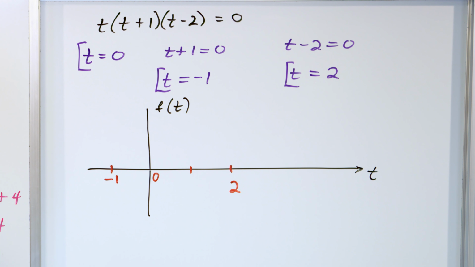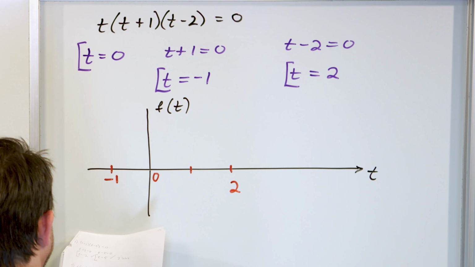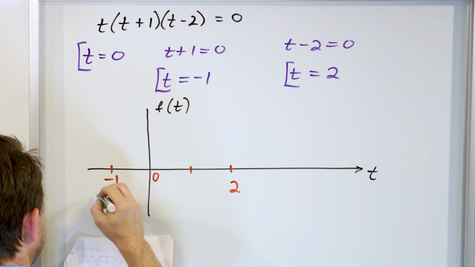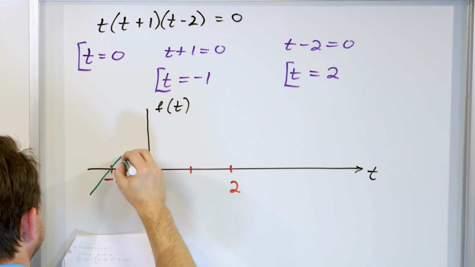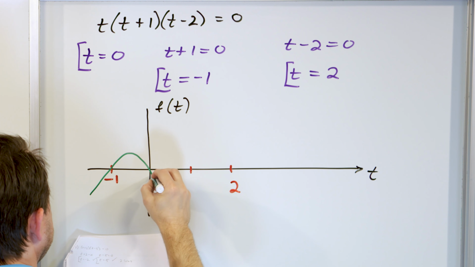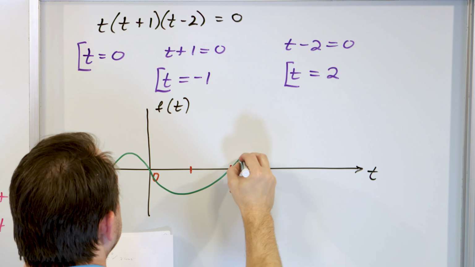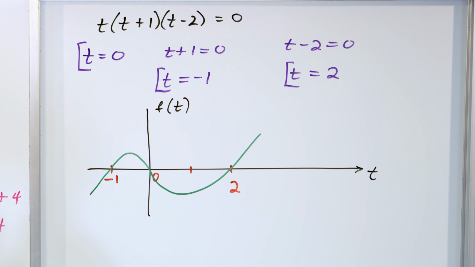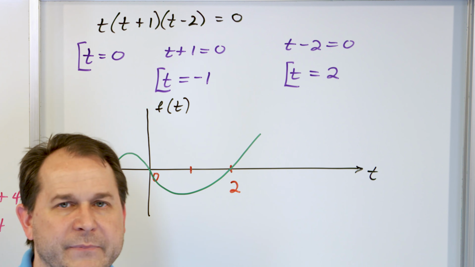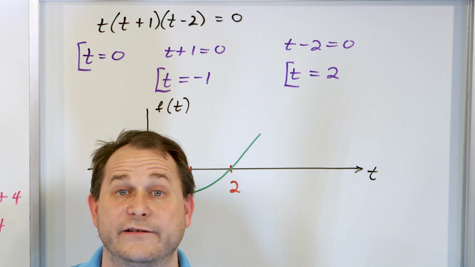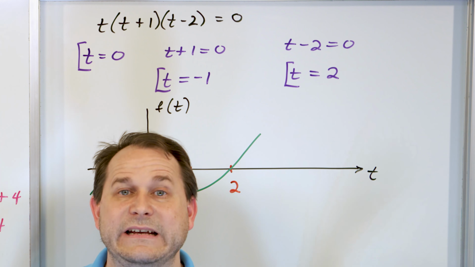So what does it look like? The function looks something like this. It's just going to be a sketch, so forgive me, it's not going to be perfect. It's going to go up like this, then it's going to go down through like this, then it's going to switch back up, and it's going to go up through like this. So notice that this is not a parabola. Parabolas are x squared, or in this case with the variable t, it's t squared.